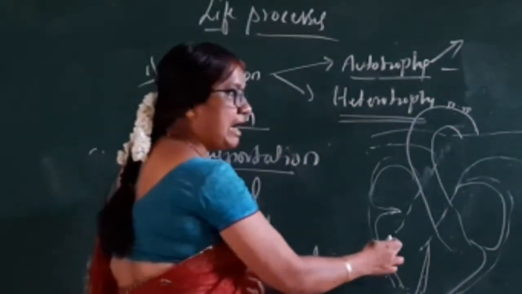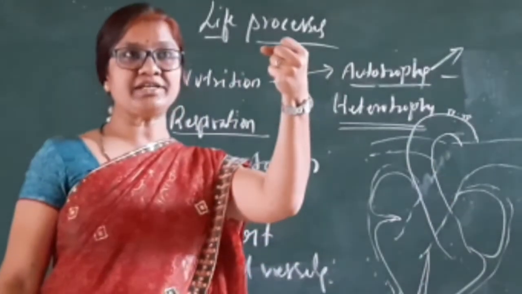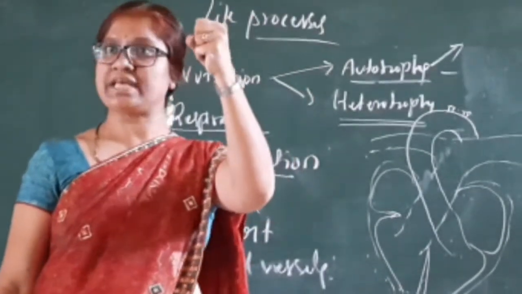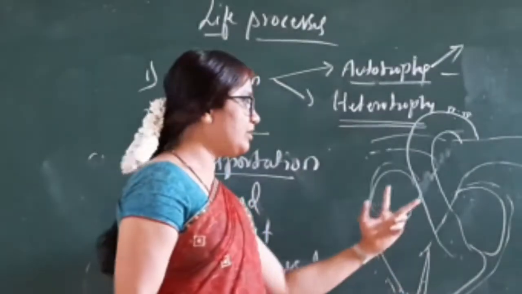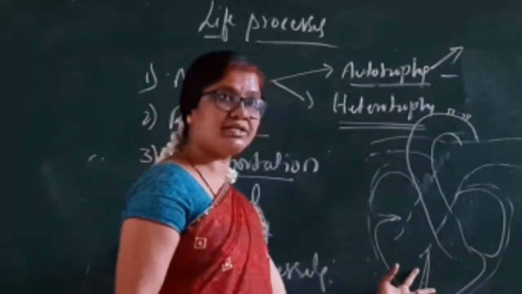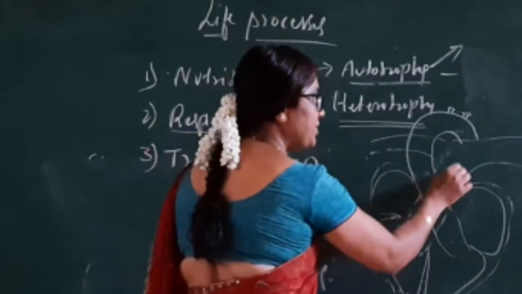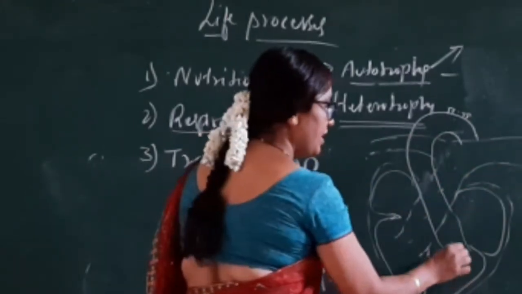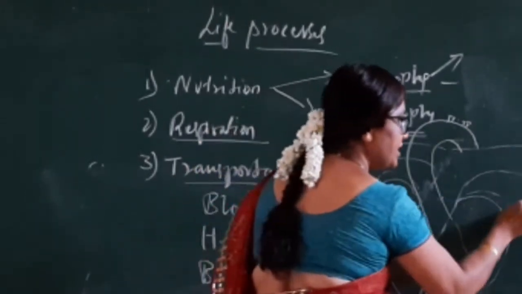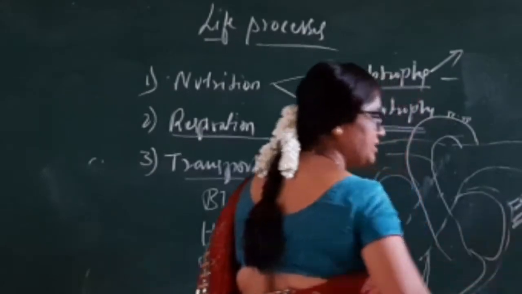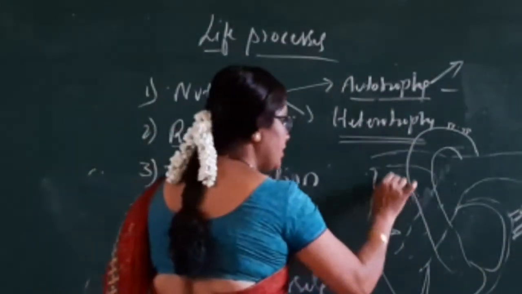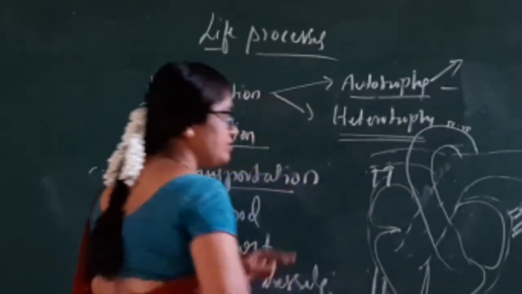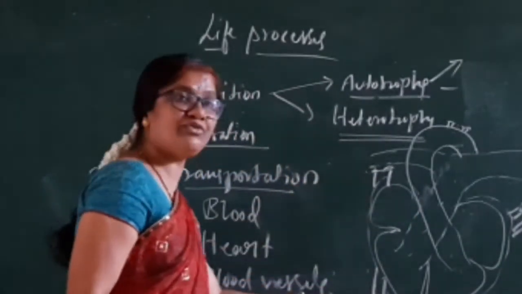Now, this is the heart. The size of the heart is one's left hand fist size, and it is a 4-chambered heart: 2 auricles, 2 ventricles, and the pulmonary artery and aorta, and here the pulmonary veins. This plays a major role, right? The heart. This is the superior vena cava and this is the inferior vena cava.